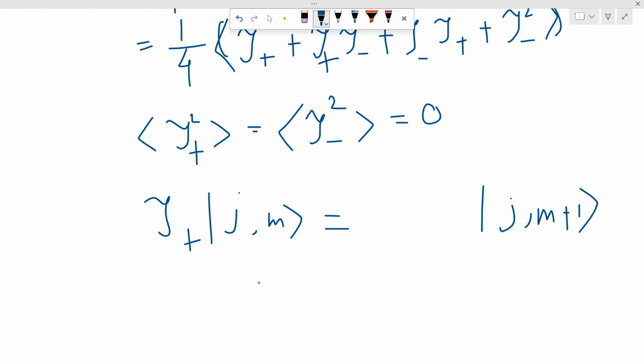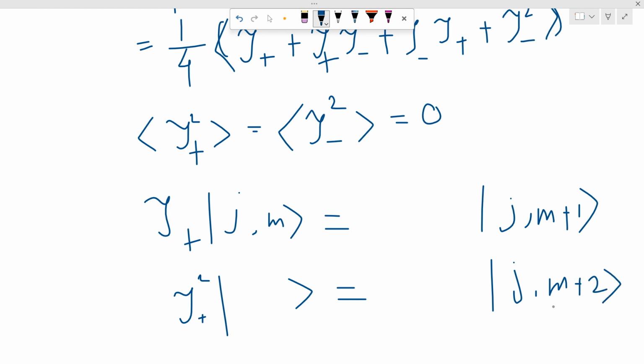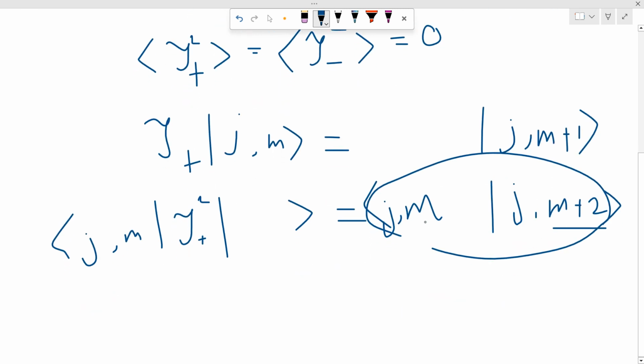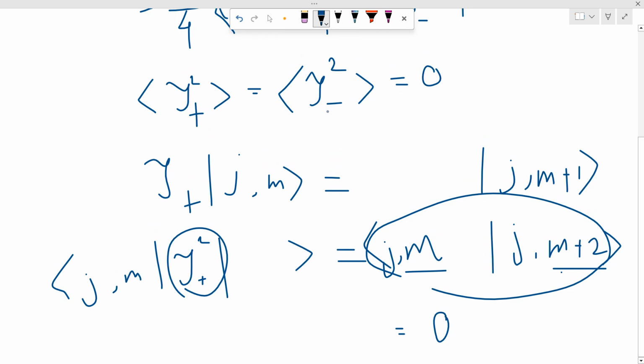m plus 1. If I apply j plus square, it will be |j, m+2⟩, isn't it? m plus 1 plus 1. So |j, m+2⟩. For example, I write ⟨jm| here. So ⟨jm|j, m+2⟩, isn't it 0? Because this is not matching. This m, this is m plus 2. How can it be 1 or anything? It will be 0, right? So the j plus square expectation value is 0. The j minus square expectation value is 0.